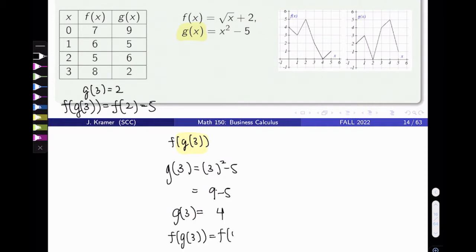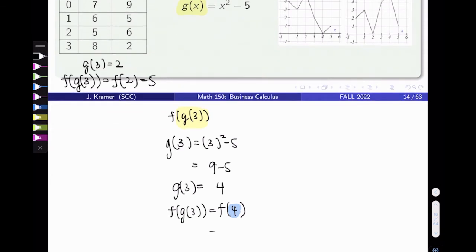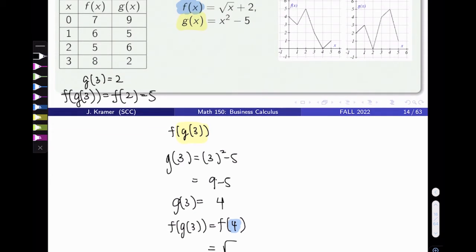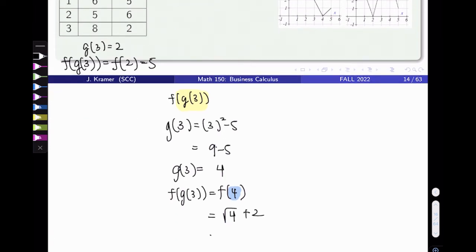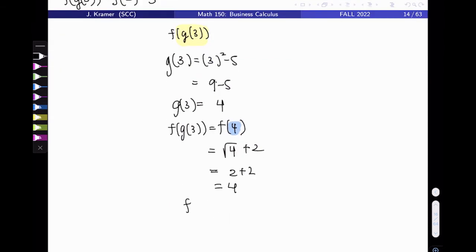We'll take the 4 and plug that into our f of x function and evaluate. So f of 4 is going to be the square root of 4, plus 2. The square root of 4 is 2, plus 2, which equals 4. And so we have f of g of 3 equals 4.